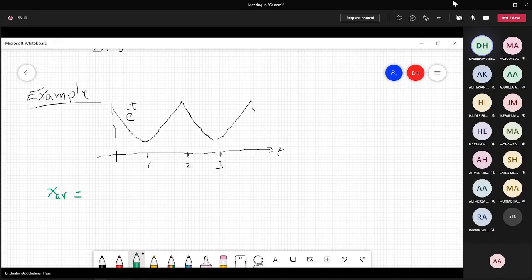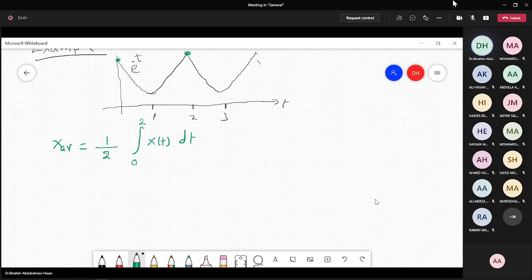What is T here? What is the period? Period from here to here. So then it is equal to 2. Then it is integration from 0 to 2 of x of t dt, which is equal to 1 over 2 integration of.